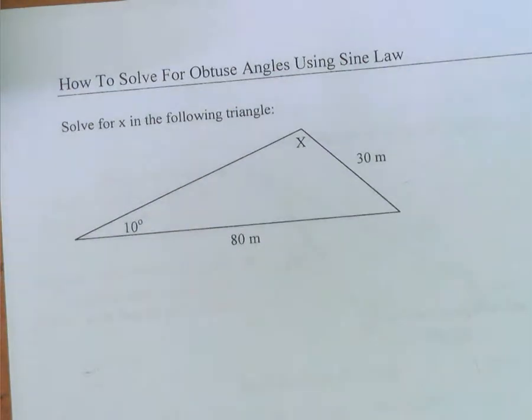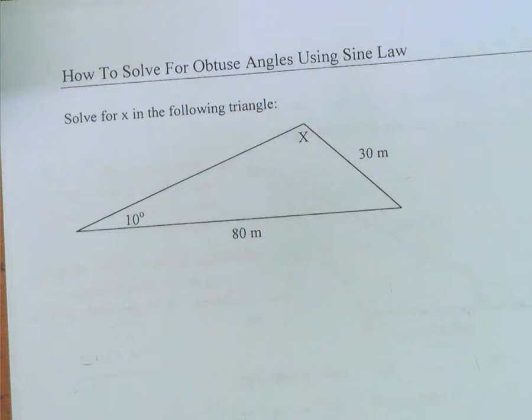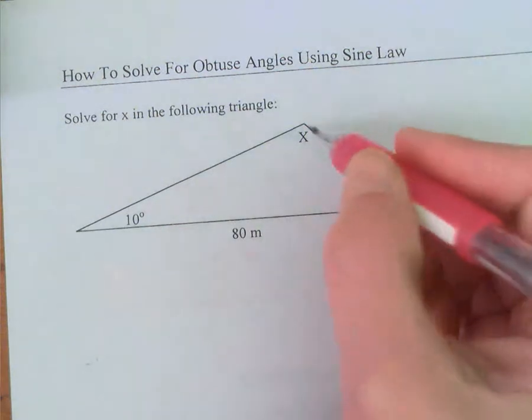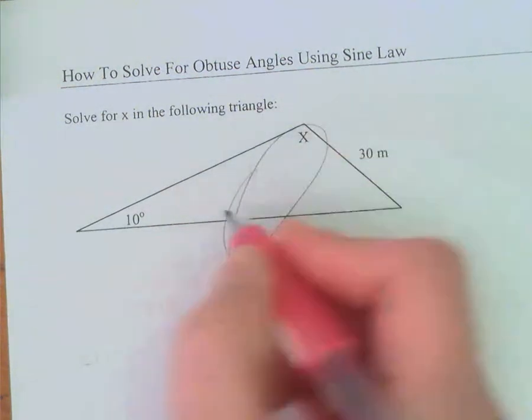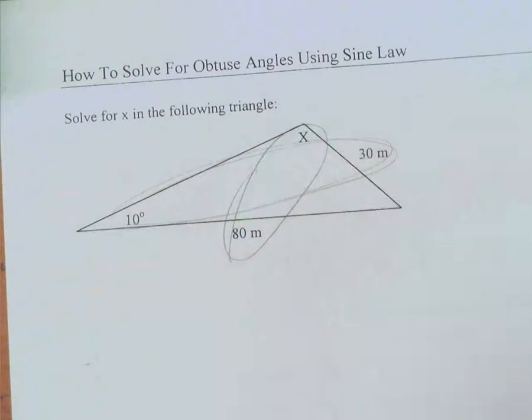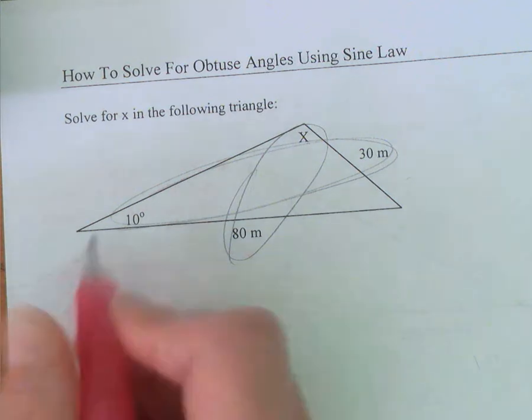Okay, so as we just learned, the sine law lies to us. So I want to find the angle x. And I can clearly see in this diagram, because it's given to me, that this is an obtuse angle. So let's see what happens.